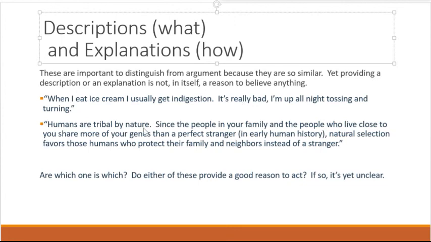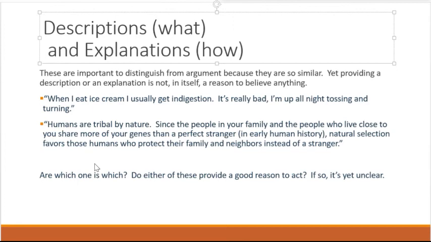Okay, here's another one. Humans are tribal by nature. Since people in your family and the people who live close to you share more of your genes than a perfect stranger in early human history, natural selection favors those humans who protect their family and neighbors instead of a stranger. So this could be a true statement, right? This might be true. And this is giving us an explanation of human history, of human biological evolutionary history, right?